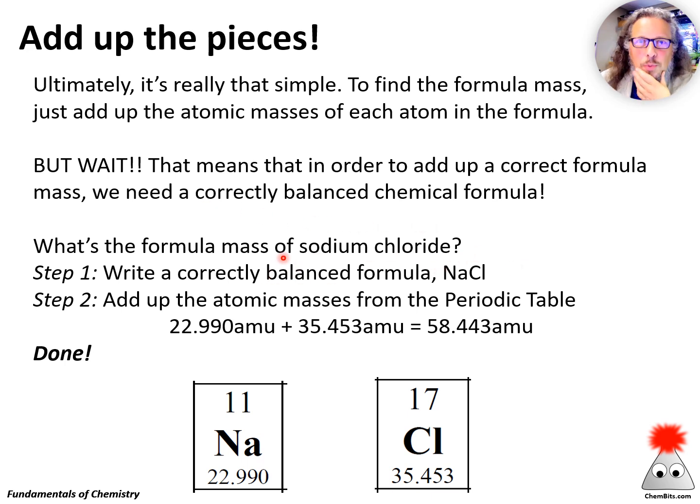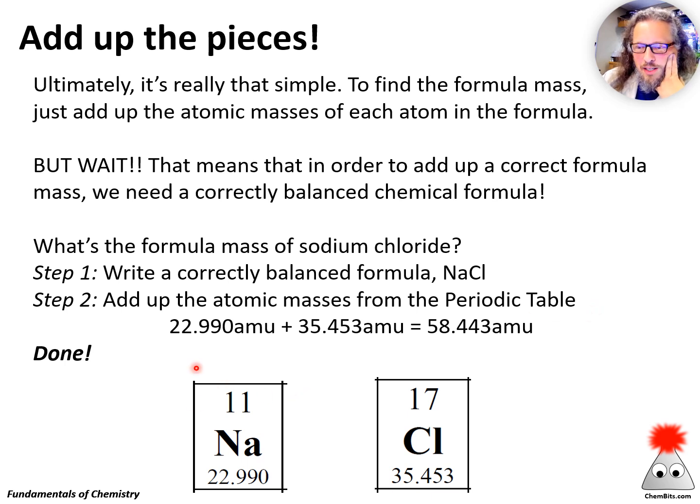Let's just look at sodium chloride, right? Sodium chloride is one of the chemical formulas that everybody probably knows. It's NaCl. So what's the formula mass of sodium chloride? Step one, write a correctly balanced chemical formula. NaCl, we know that one. Step two, add up the masses, the atomic masses from the periodic table.